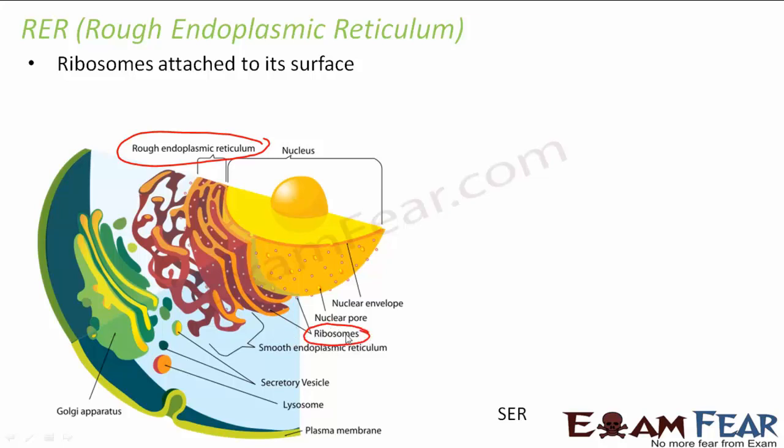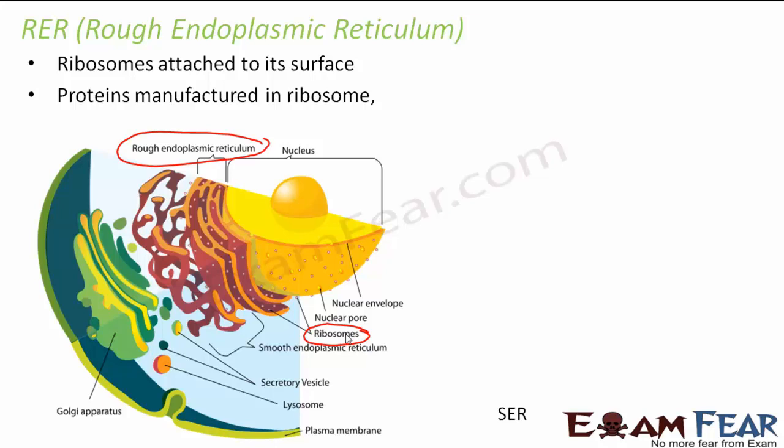So ribosomes are present on the surface of this endoplasmic reticulum, because of which the surface gets a rough appearance, and that is why these kind of endoplasmic reticulum are known as rough endoplasmic reticulum. Proteins are manufactured in ribosomes. Now, we have also spoken about ribosomes before. What are ribosomes?